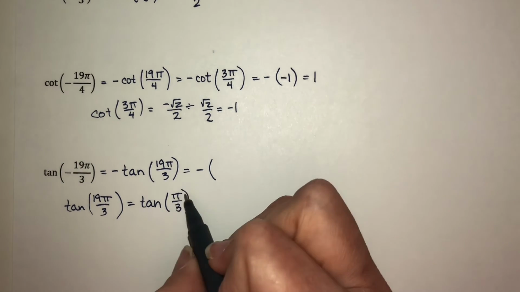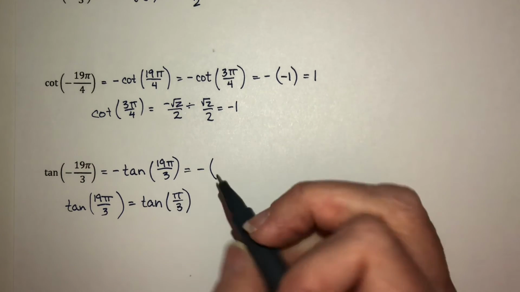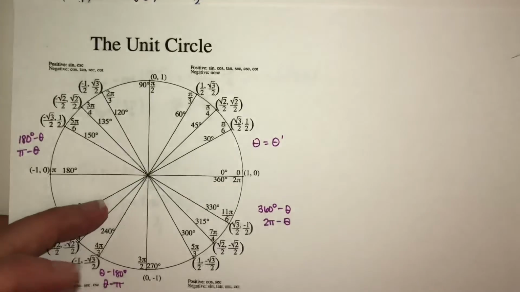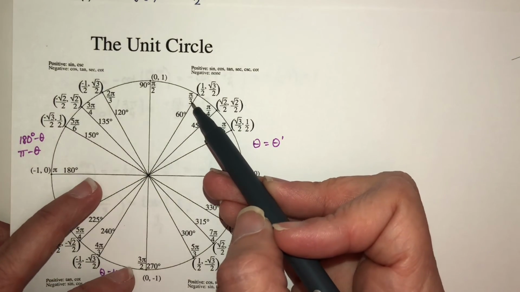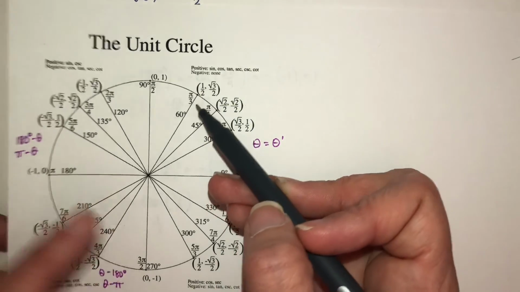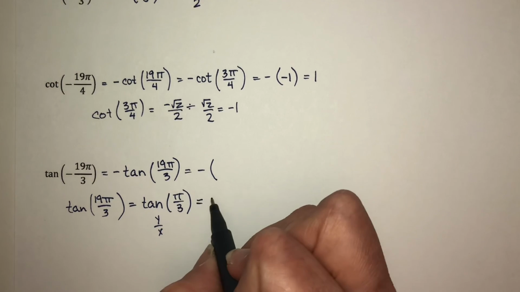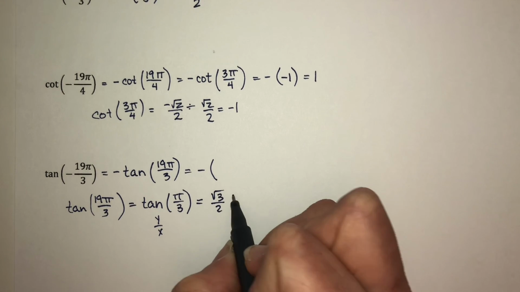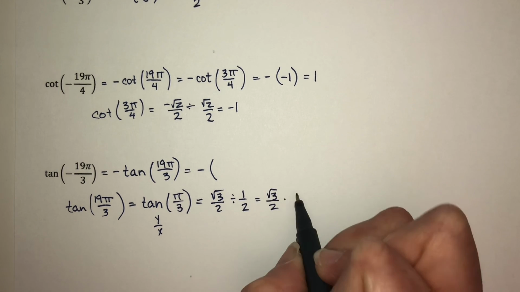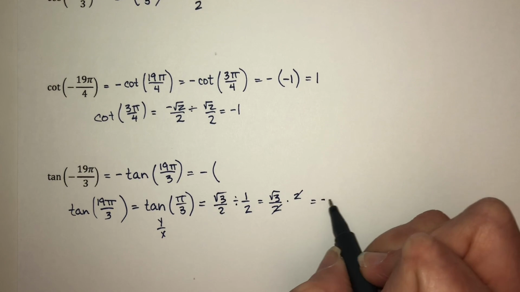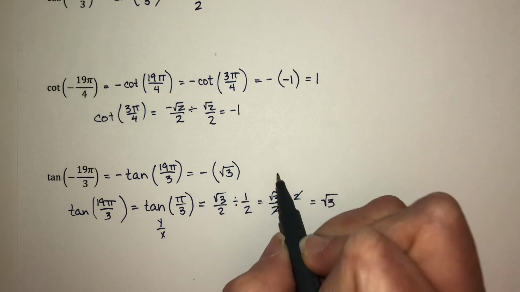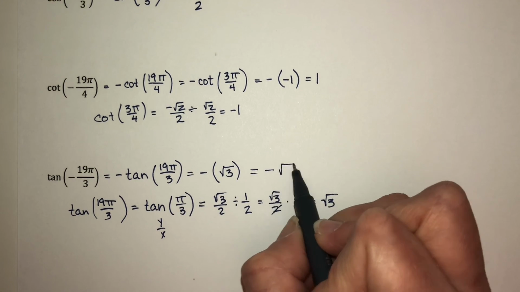Okay. And remember, tangent is sine over cosine. So that means it's y divided by x. At pi over 3, we do y divided by x. So I have square root 3 over 2 divided by 1/2. And that's going to be square root 3 over 2 times 2. So that answer is just the square root of 3. So I put square root 3 here, and the answer they are looking for is negative square root of 3.